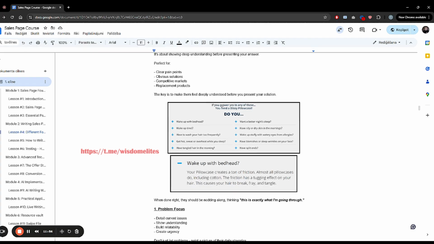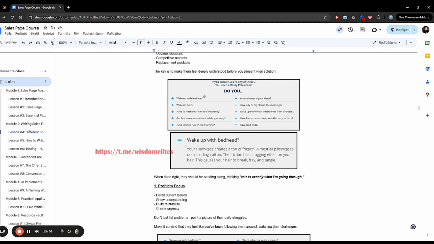So for example, here you can see if you answer any of these, you need a Blissy pillowcase. That's following the pillowcase product sales page. For example, you can have multiple pain points here, and if they relate to any one, for example, wake up with bedhead, they click on it and read the reason why it is happening.